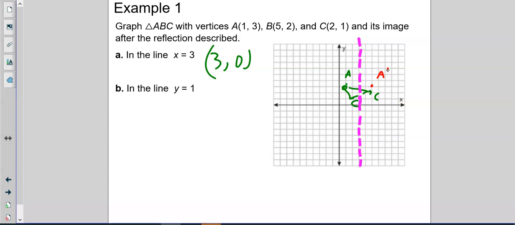Okay? Now B is 2 spaces to the right, so we're going to go 2 spaces to the left. There's my B prime. I'm sorry, I said C, that's supposed to be B. My bad. And C, notice, is 1 space left of the line. So this is going to be C prime right there. It's kind of hard to tell because this is a small image. Okay? But that is reflected over the line x equals 3.